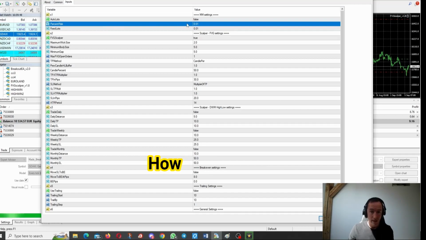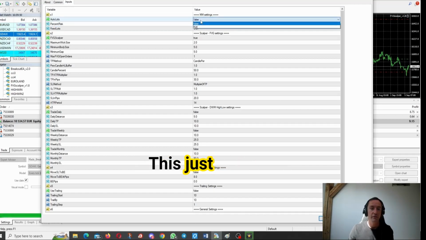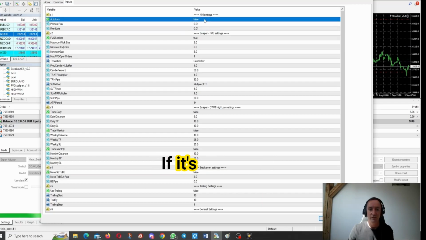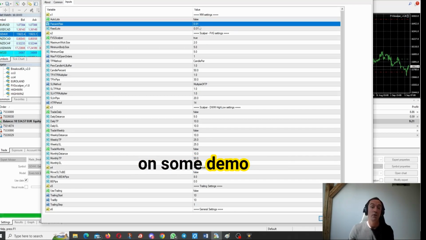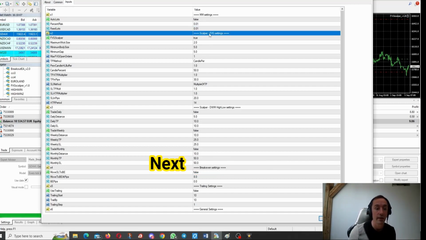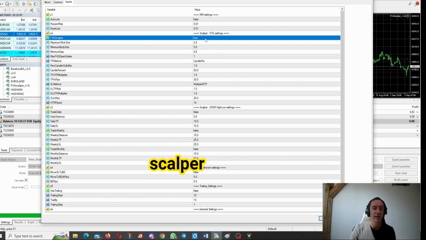Now, how to work this? First of all, auto lots. This just dictates are you using percentage risk or fixed lots. If it's on false, it's fixed lots. Obviously keep these as low as you can, especially if you're on a live trading account, but please test this on demo first, always, please. Okay, next thing is, are you using the FVG Scalper?